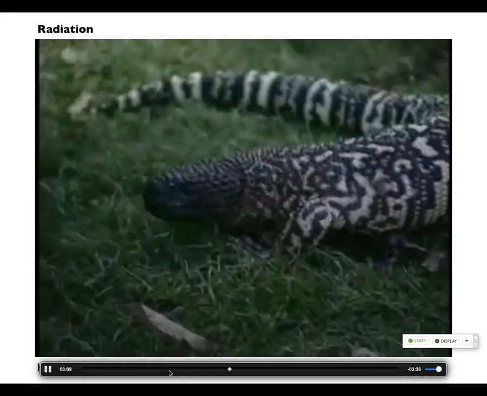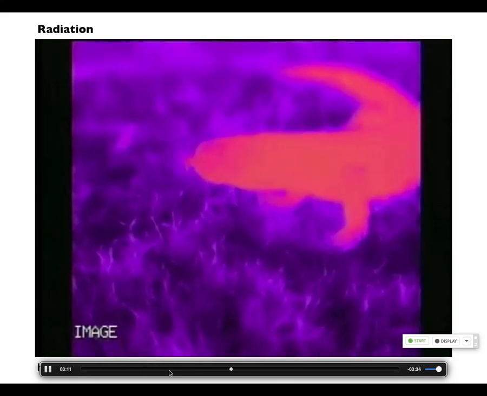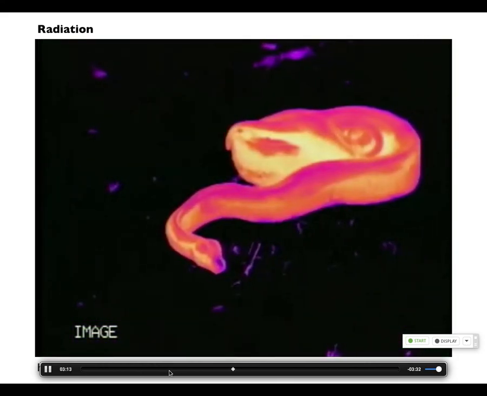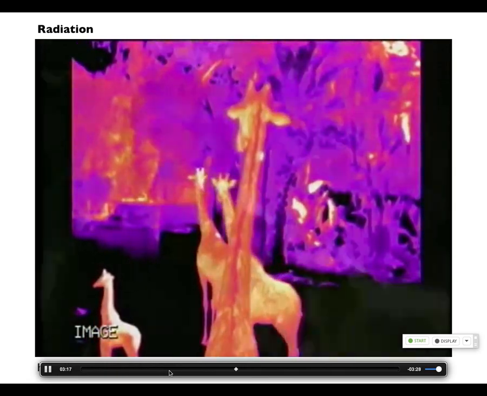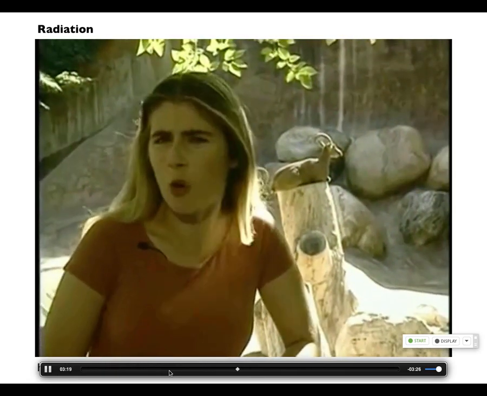And humans, of course, are not the only things that emit infrared light. What do you think you can learn about animals by observing them in the infrared? What about reptiles? Remember, they're cold-blooded. Giraffes. Here's a Nubian ibex. What do you think horns look like in the infrared? Can you even see a gorilla in this picture?